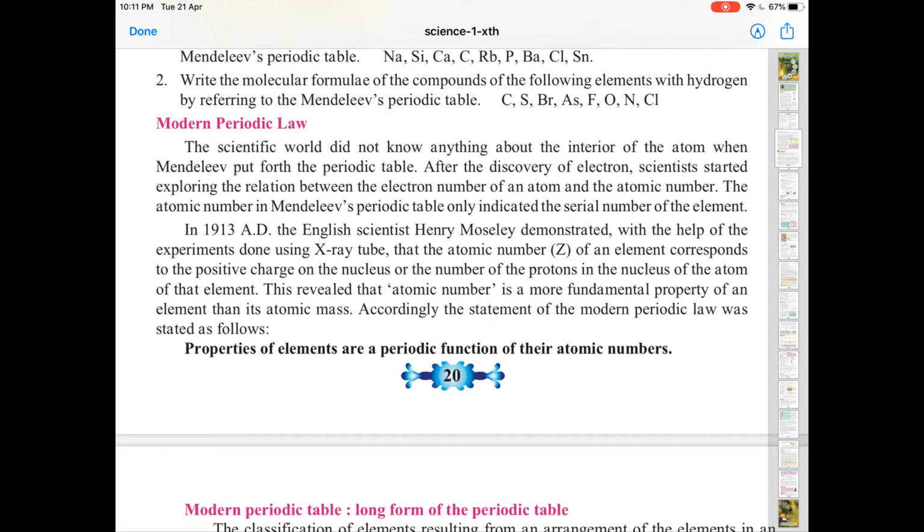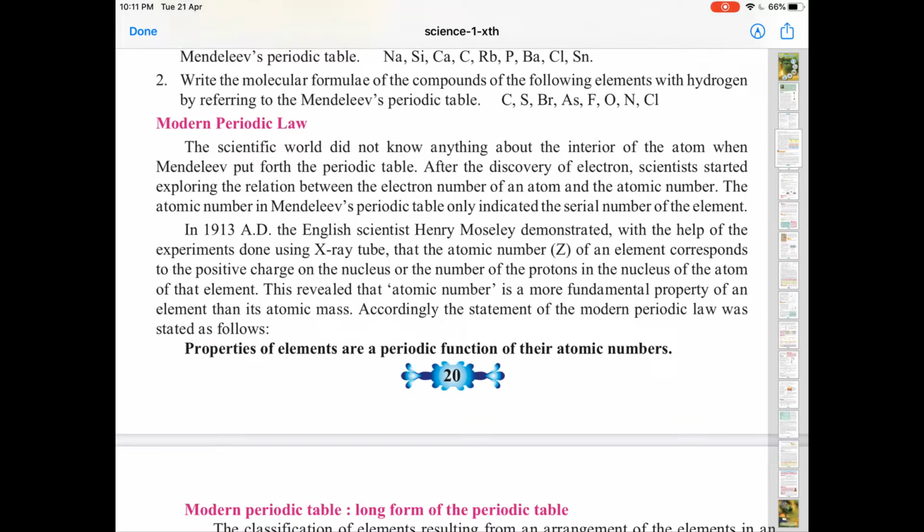Now, from your previous lecture, you would know that Mendeleev's periodic table was a fantastic attempt at classification of the elements, but the demerits were more than the merits. A major problem with the periodic table arose because the knowledge about the structure of an atom was incomplete during that time. Finally, it was the English scientist Henry Moseley in the year 1913 who proved that atomic number is a more fundamental property of an element than its atomic mass.